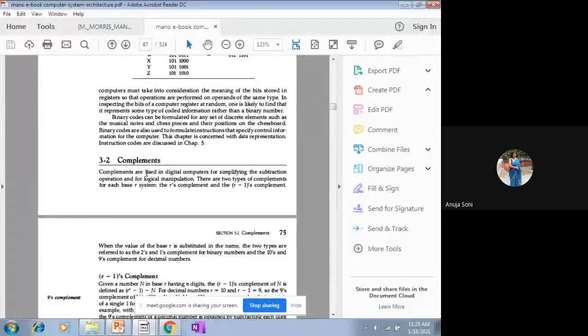Complements are used in digital computers for simplifying the subtraction operation and for logical manipulation. There are two types of complements essentially for a numbering system having base R. One is the R's complement, another is the R minus 1's complement. So what actually has to be done?